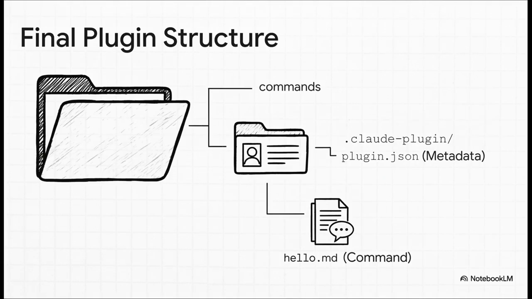So let's just take a quick look back at what we made. You see, it's super simple. We've got our main plugin folder. Inside that, the hidden .claude-plugin folder with our manifest file, the ID card, and then our commands folder with the hello.md file.